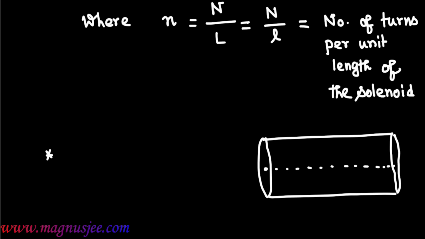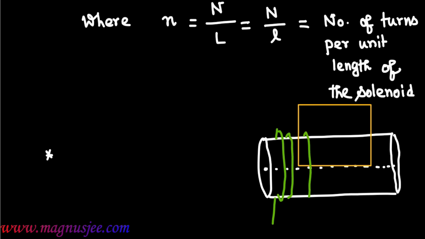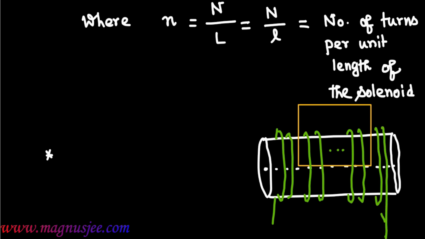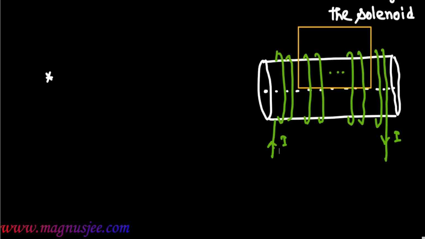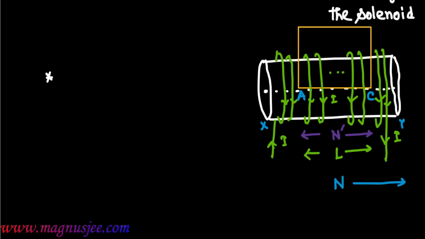Again, we can draw a diagram of the solenoid. Rectangular closed path. Insulated metallic wire is formed in this way, in the form of a cylinder or helix. I is the current flowing through the solenoid, and this is the direction of current I flowing through each turn of the solenoid. X and Y are the two ends of the solenoid. ACDG is a rectangular closed path. N prime is the number of turns of the portion AC. Capital L is the length of the portion AC.